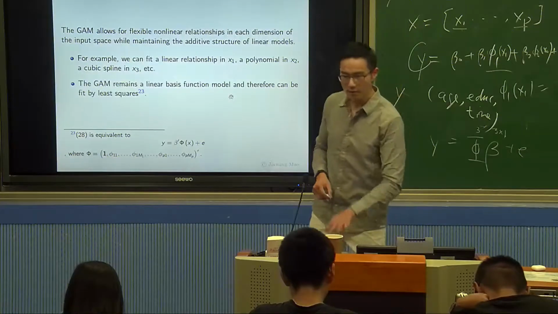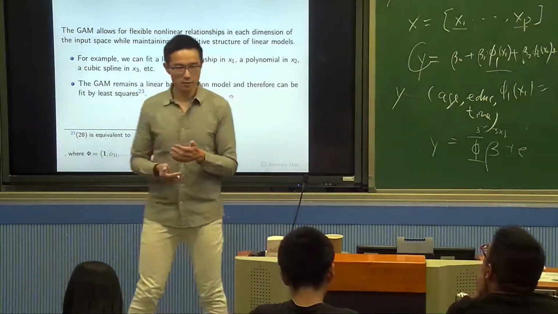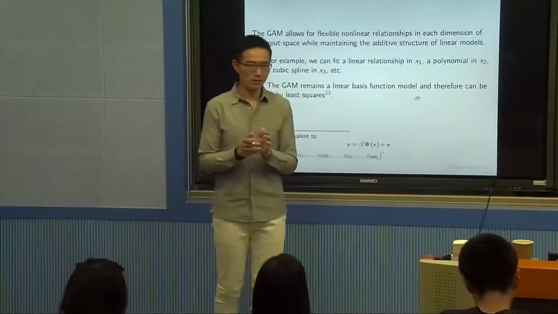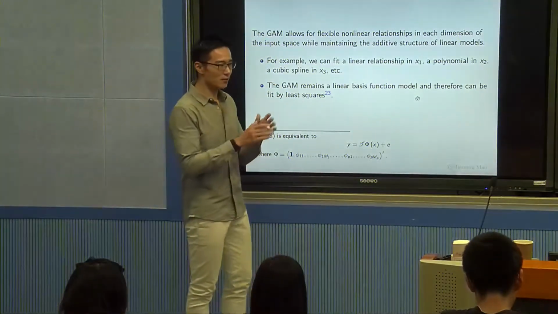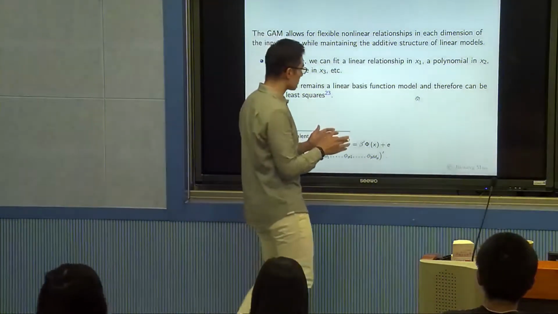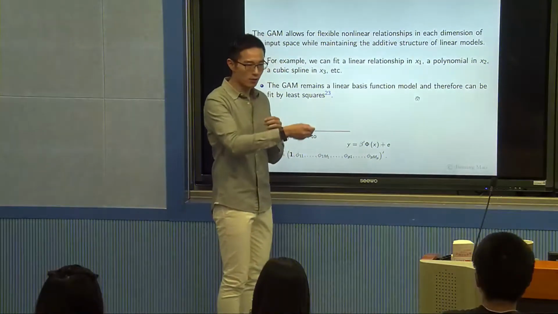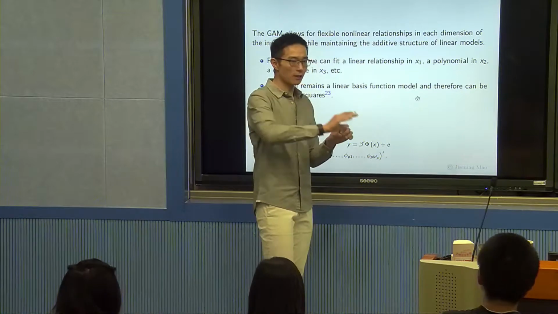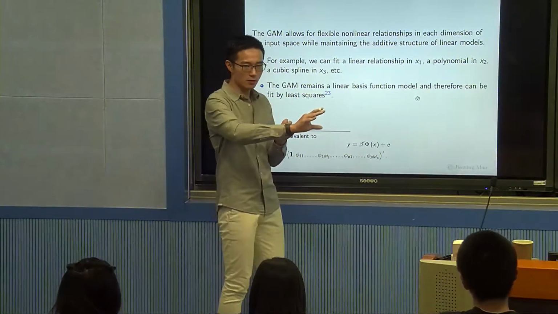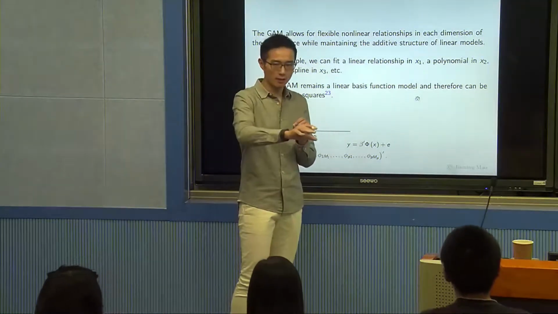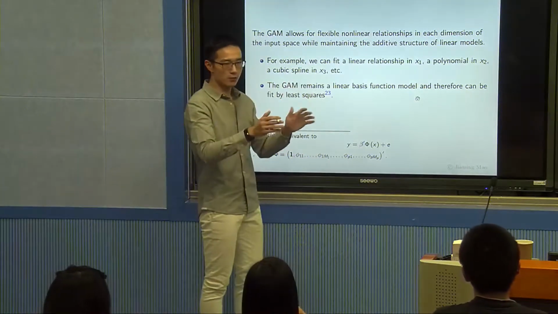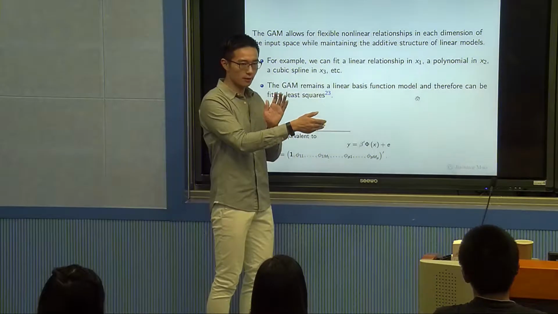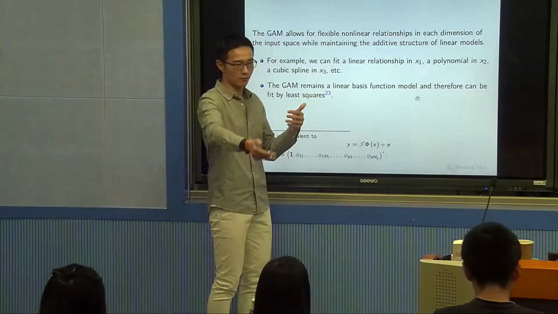What's important is that for general additive models, we are still, in the end, getting our OLS solution. So this is very good, right? Because whatever we do in each dimension, suppose I fit a linear regression in dimension 1, a polynomial in dimension 2, a piecewise constant in dimension 3, a regression spline in dimension 4, even if I do that, essentially it's a linear basis function model in each dimension. And if you add them all together, it's still a linear basis function model.